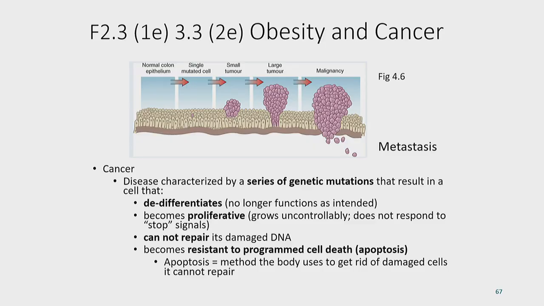So in the figure shown here, you see that colon tissue cancer can begin with a single mutated cell, and this cell grows into a tumor that will remain contained within the colon. And if it's left undetected, the tumor can metastasize, meaning that the cancer cells break through the membrane of the epithelial tissue and are released into the bloodstream.